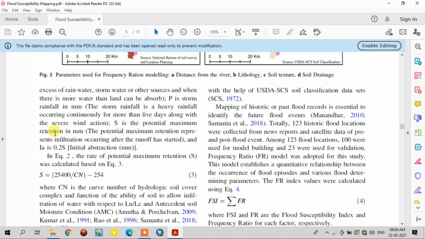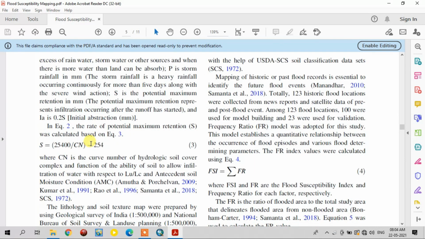And S is the potential maximum retention in millimeter. The potential maximum retention represents infiltration occurring after the runoff has started. So we need to focus, after the rainfall, after the surface runoff, on how the infiltration rate is there. And Ia is the initial abstraction in millimeter. It is the standard value 0.2.